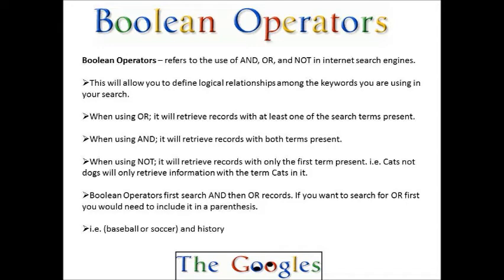When using and, it will retrieve records with both terms present. For example, if you search for dogs and cats, your search results will include both dogs and cats. When using or, it will retrieve records with at least one of the same terms present. In this case, the results will show only one result, the dog or the cat. When using not, it will retrieve records with only the first term present. For example, cats, not dogs, will only retrieve information with the term cats in it. Dogs will not be included.